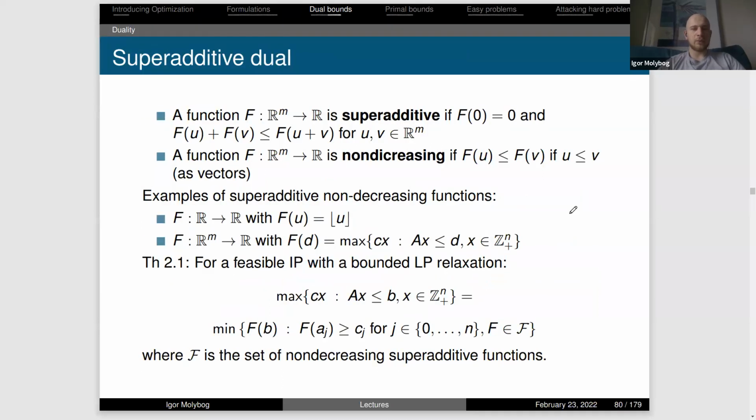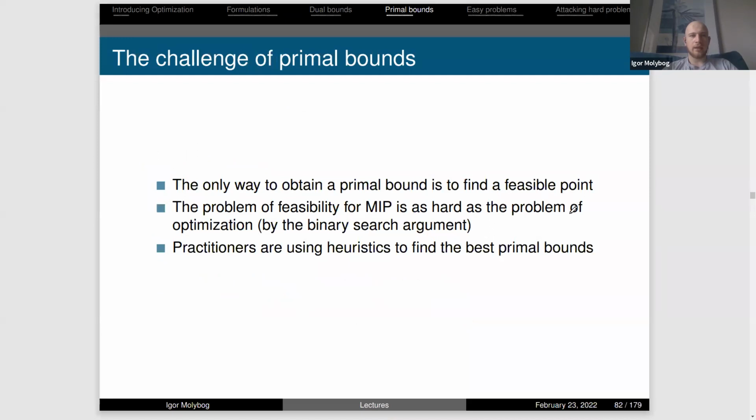Okay, so there will definitely not be anything about additive dual. This is something that is a completely theoretical thing, and I'm not planning to include anything about it.